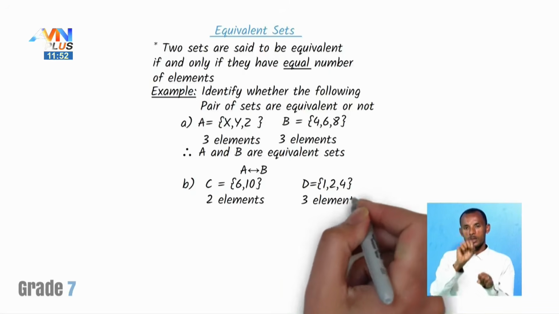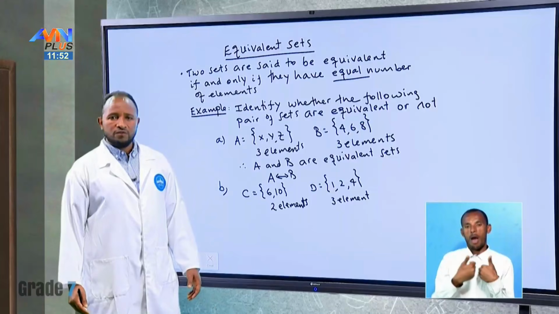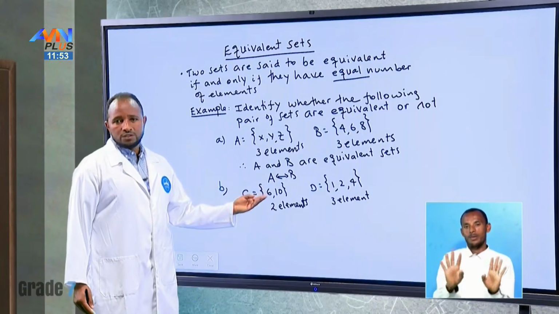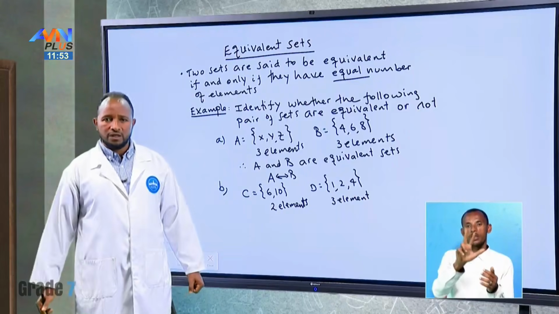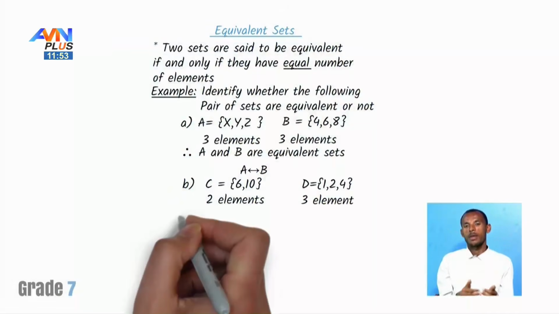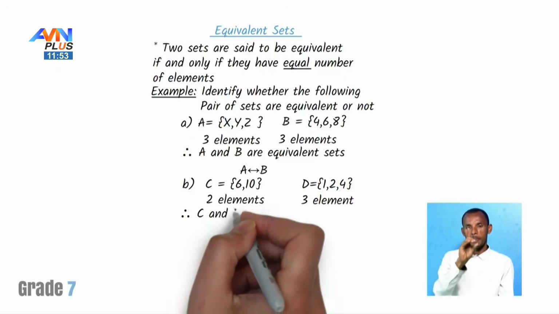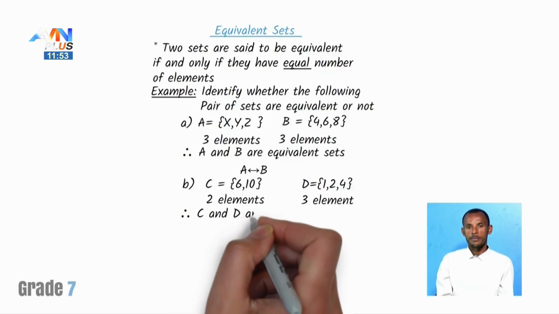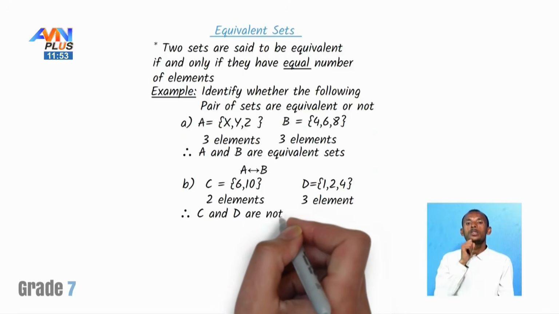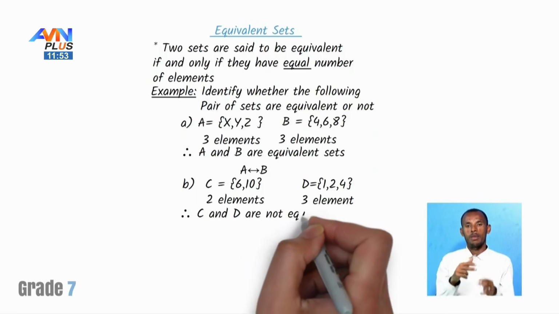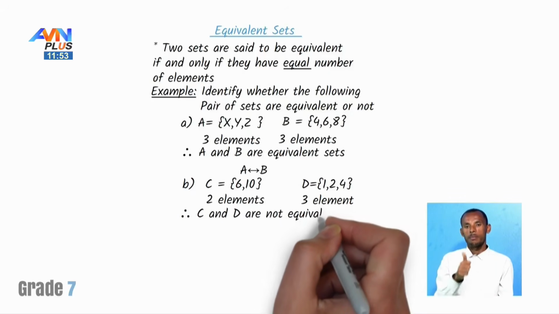So, when you see these two sets, they do not have equal number of elements. The number of elements of set C is 2. The number of elements of set D is 3. So, they are not equivalent. Therefore, C and D are not equivalent sets.